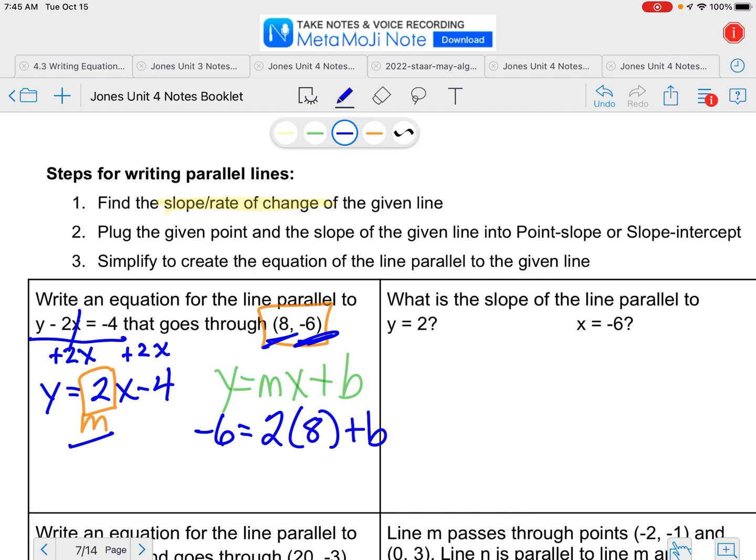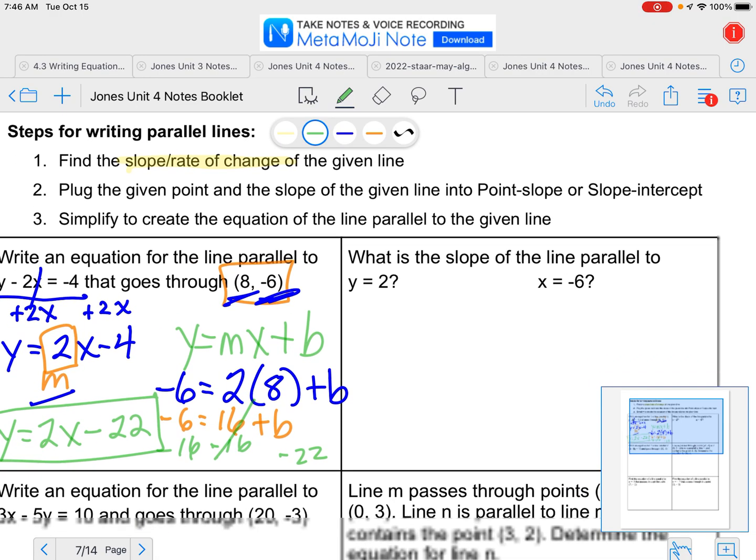And then, let me change colors. 2 times 8 is 16. Subtract the 16. What do we get? b is -22. So what's my equation? y = 2x, because it has the same slope, minus 22.